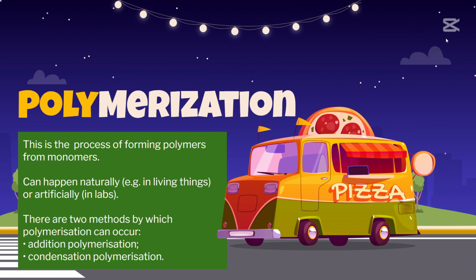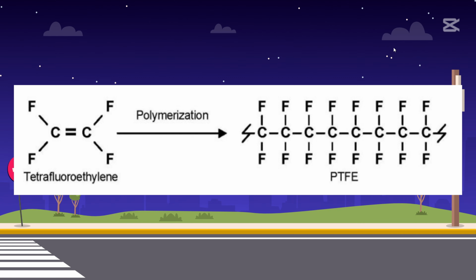Alright, now looking at this, I know you must be curious, how do we go from a monomer such as tetrafluoroethylene? Let me just highlight it. So we go from a monomer, this would be our monomer here, the repeating unit per se.